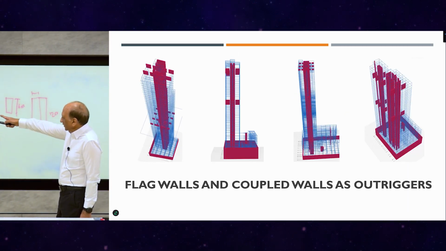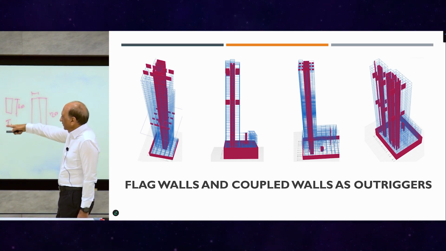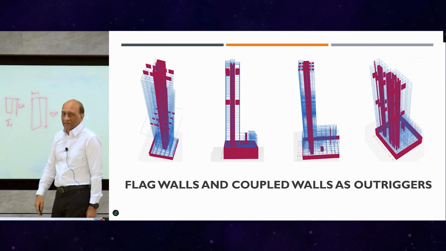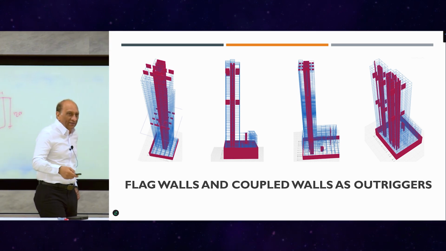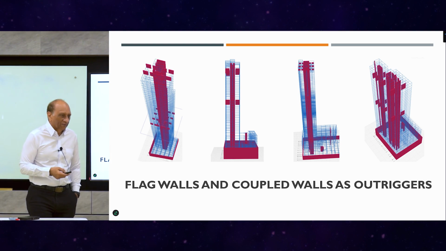Another one, similar concept, similar building. Look at the walls distributed here and there, wherever we can find them. And yeah, they're outriggers, they are virtual, they're real, the flag walls, you can call them whatever you like.